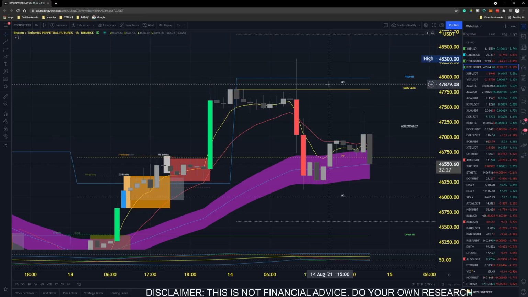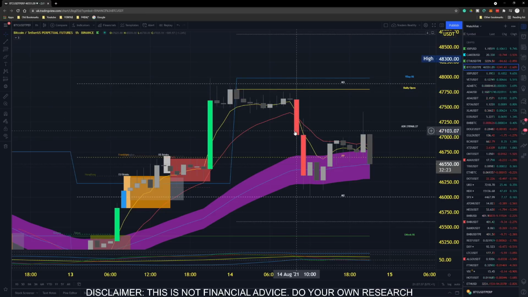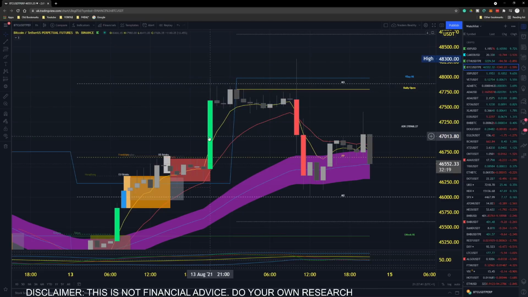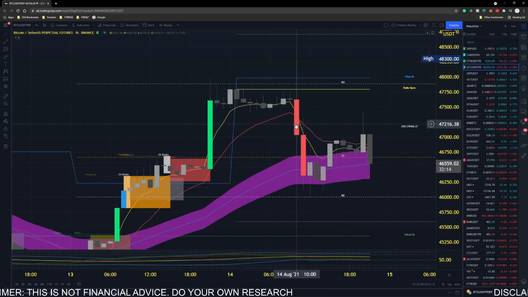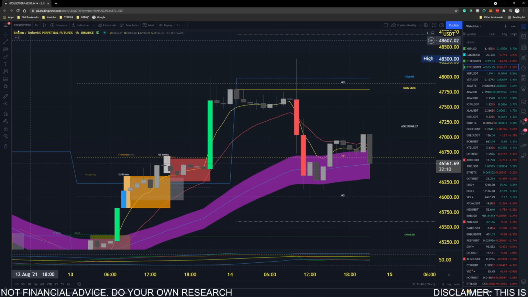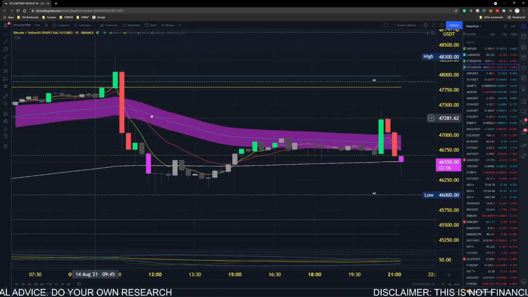Now, this is the issue. The crossover would have happened at the close of this candle. So what do you do? Are you going to leave the profit that you had up here and wait until the 5 and 13 cross over? Well, we're on the hour time frame, ladies and gentlemen. So let's drop down the time frame. Let's go to the 15-minute time frame.